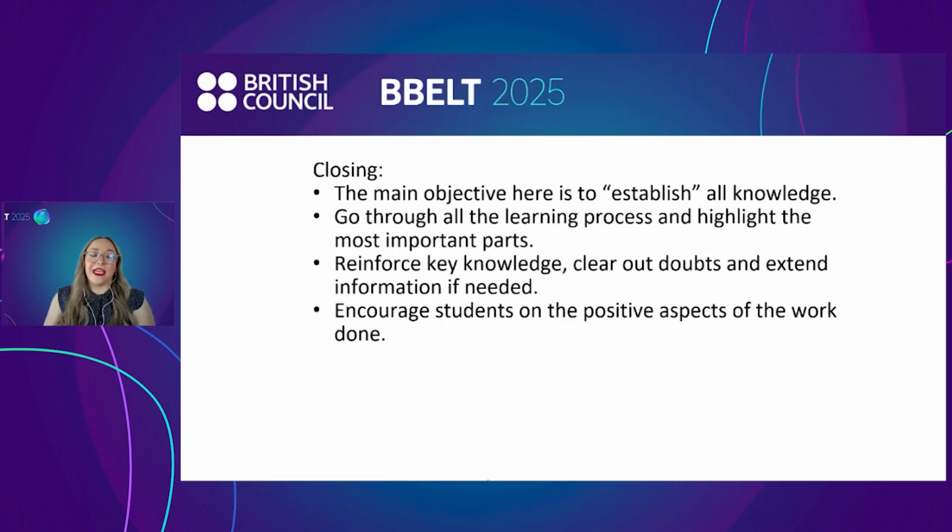And then we have the closing of the class, which the main objective here is to establish all the knowledge, meaning that we should make sure that all the knowledge that we wanted is actually there, and to go through all of the learning process and highlight the most important parts. So what does this mean? It means sort of review with them. Today we saw this topic and we saw it by doing this exercise and that exercise, and we saw this rule, and then we went to do a practice, right? Just highlight all of these most important parts for them to recall what they have learned.